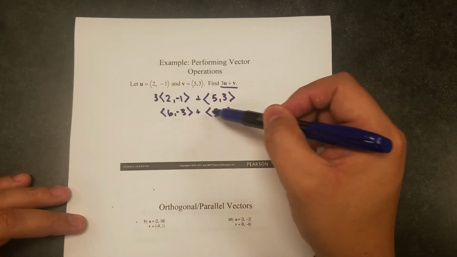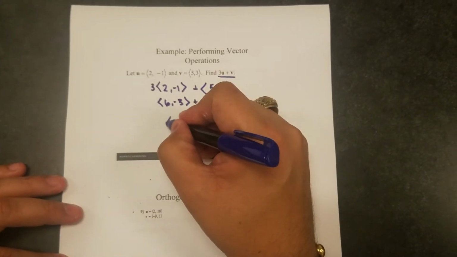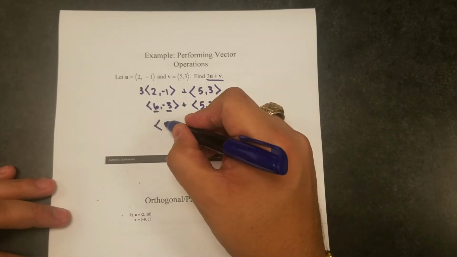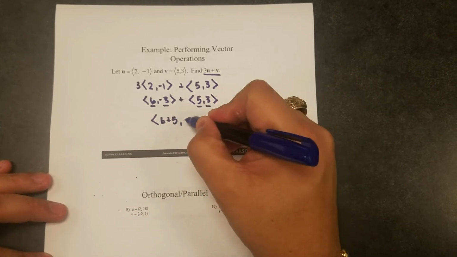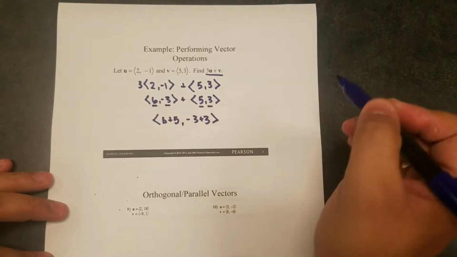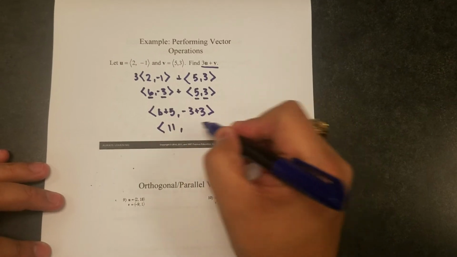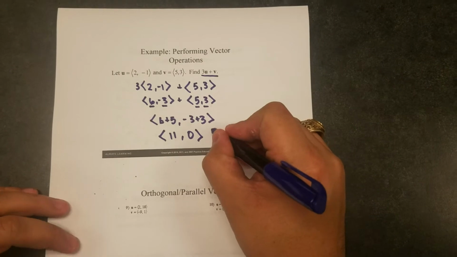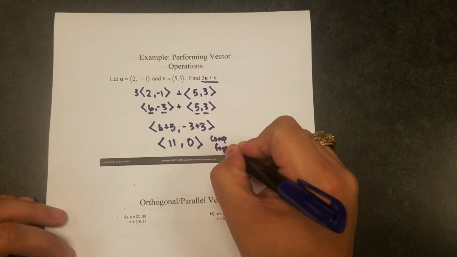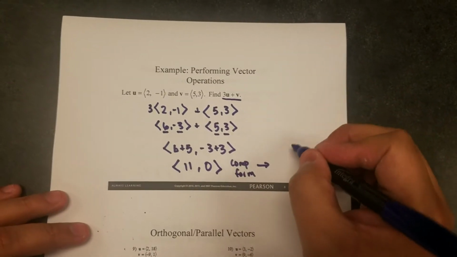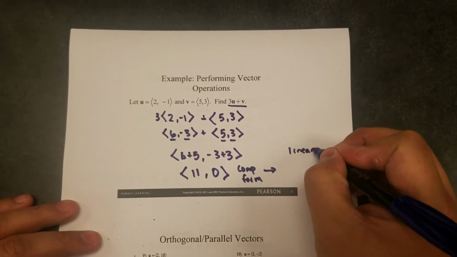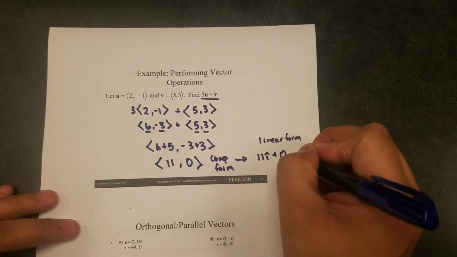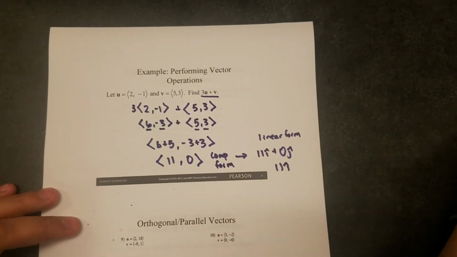You want to add these two numbers and then these two numbers, but that's not the case. You have to add the x with the x, the y with the y. So 6 plus 5 and negative 3 plus 3. So it's going to be 11 and 0. Again, this is in component form. If I want to write this in linear form, it's going to be 11i plus 0j, which is just 11i.